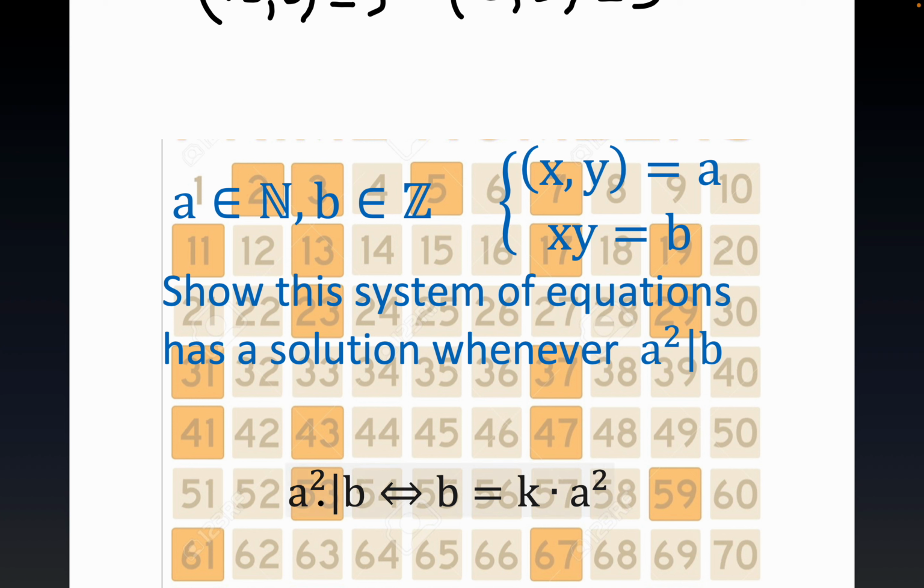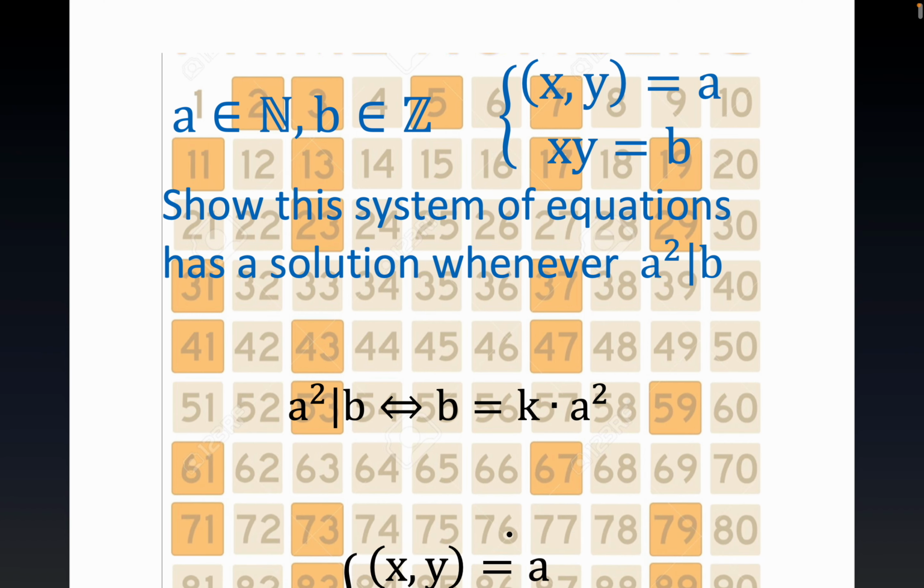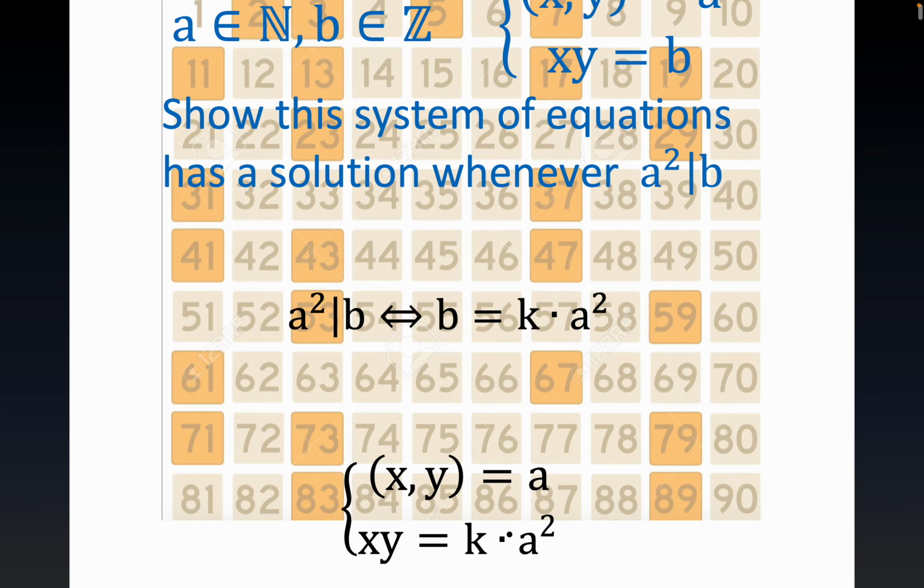A squared divides b if and only if b is equal to k times a squared. In other words, a squared is a factor of b. It's the same thing as saying a squared divides b. Also, this statement would tell us that k divides b, even though it's not important for what we're trying to show here. Now, let's move on down and look at the original system here.